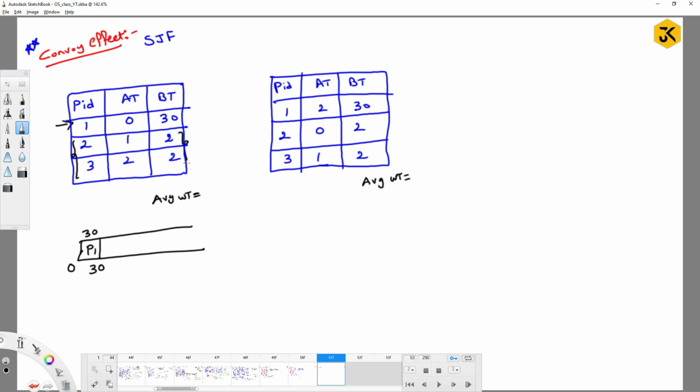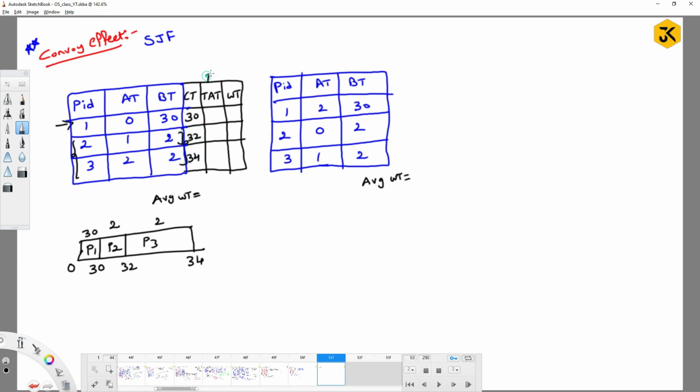But their burst times are the same, so it will be executed based on the arrival time. P2 will be executed for 2 units of time, that will be done by 32, and then P3 will be executed for 2 units of time, that will be 34. Once it's done, can you write the completion time, turnaround time, and waiting time? The completion time of P1 will be 30, P2 will be 32, P3 will be 34.